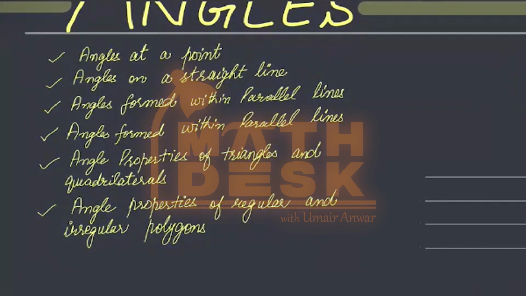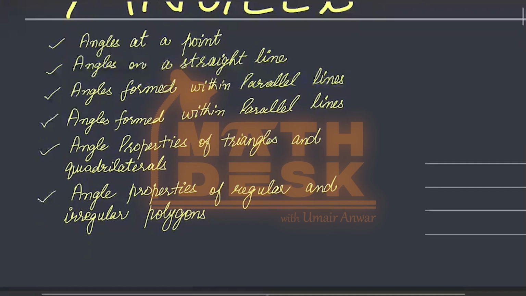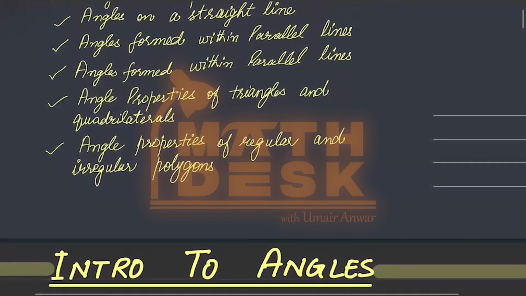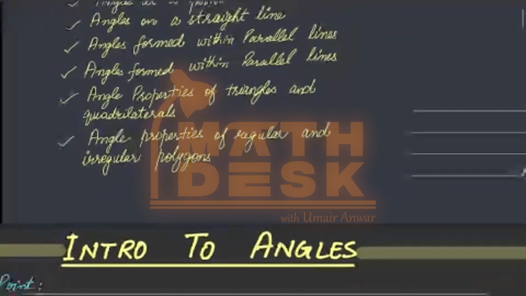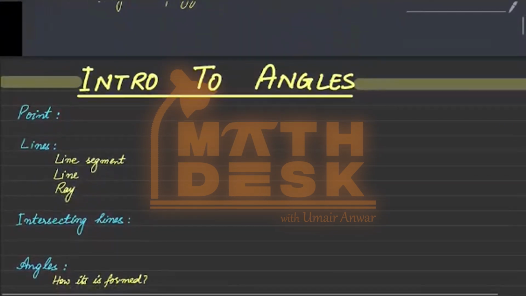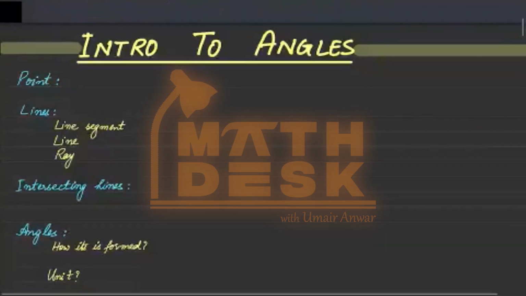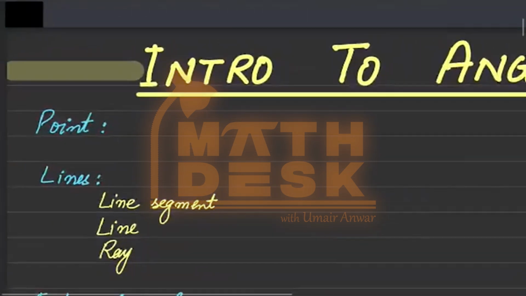And then the first major topic that would be revised or discussed during this class would be angles at a point. Then we would go on and see how the angles on a straight line are formed. Then the angles formed within the parallel lines would be discussed. Angle properties of triangles and quadrilaterals, and angle properties of regular and irregular polygons. And then we will try to solve as many past paper topical questions according to the time we would be having.